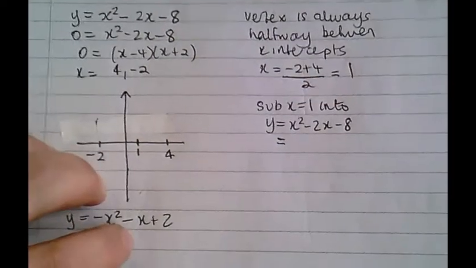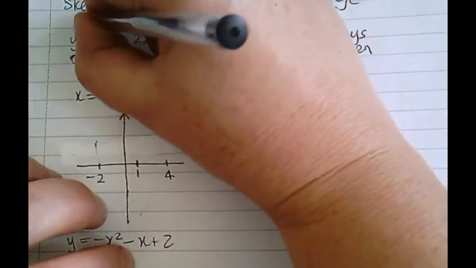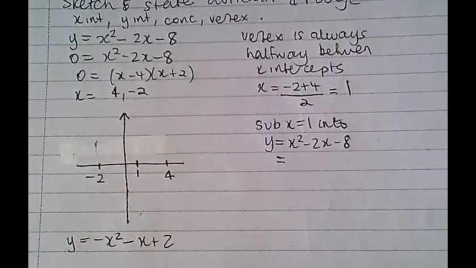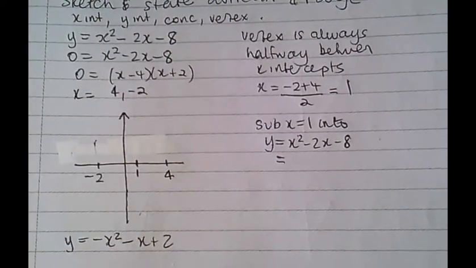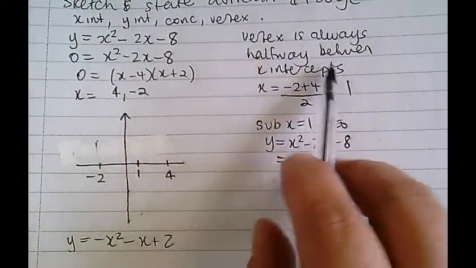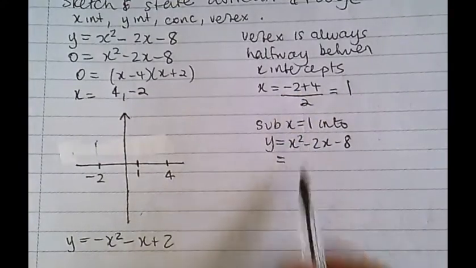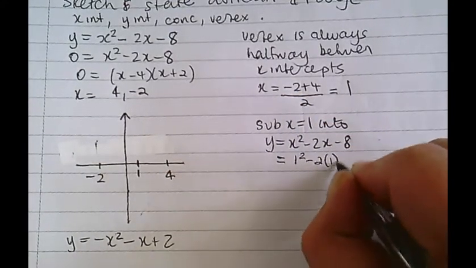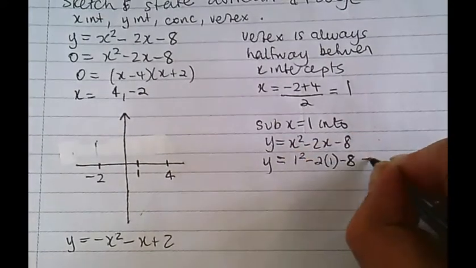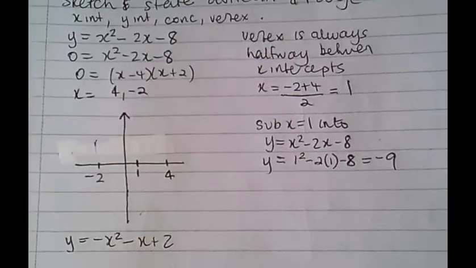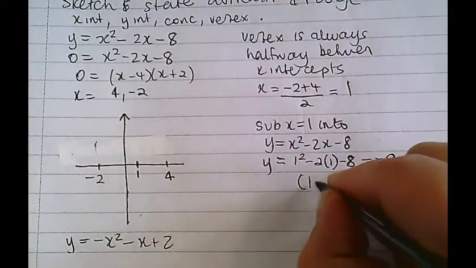So what do we need to sketch? Let me just write it here. If you want to sketch, you need the x-intercepts, the y-intercept, the concavity, and the vertex, the turning point of the parabola. The vertex is always halfway between the x-intercepts. So it's 1 squared minus 2 times 1 minus 8, which is 1 minus 2, that's negative 1, minus 8, negative 9.